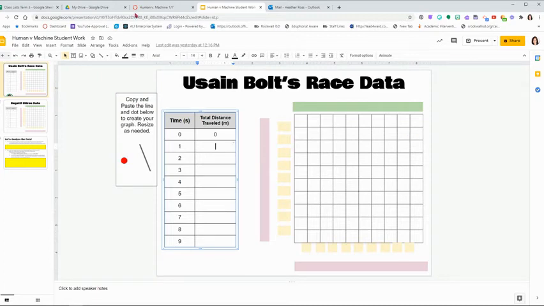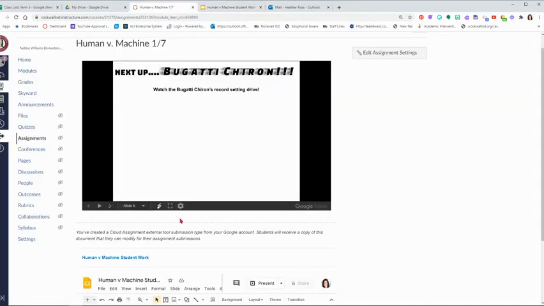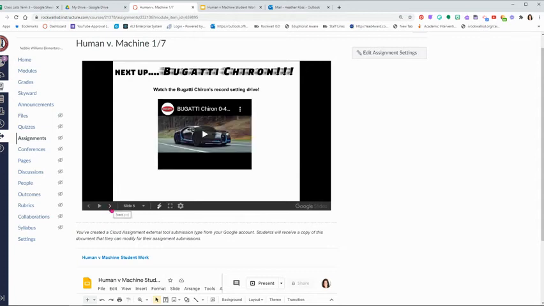Okay? Next up, we're going to take a look at a world record-setting car, the Bugatti Chiron's record-setting drive. This is from, I believe, 2017. I think there is like one car. It's not like a real car that you can buy. I think it's a spec car, something like that. Someone may have broken this record since then, but at the time it was the Guinness World Record setting car.